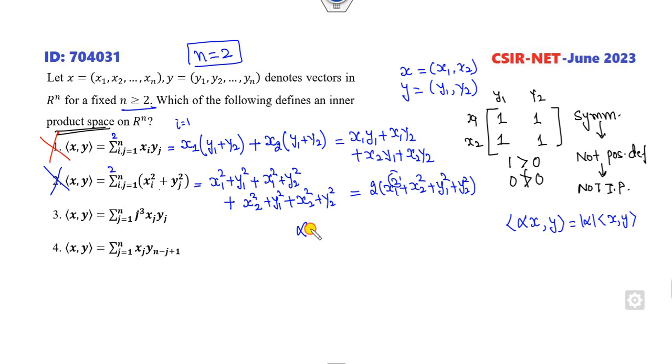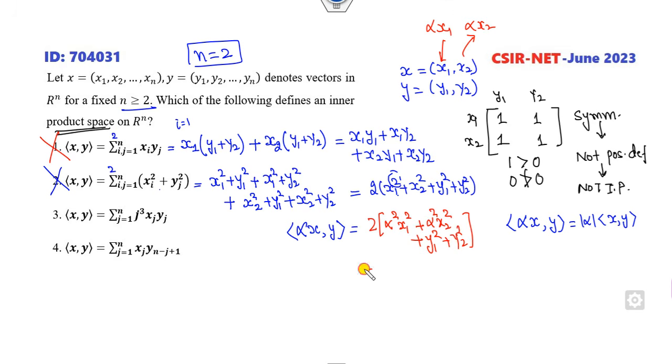If I take alpha x comma y, what is the meaning of that? I can replace x1 with alpha x1, x2 with alpha x2. So this value becomes alpha square x1 square plus alpha square x2 square plus y1 square plus y2 square, which is not equal to alpha times the original value. So definitely this option is cancelled.